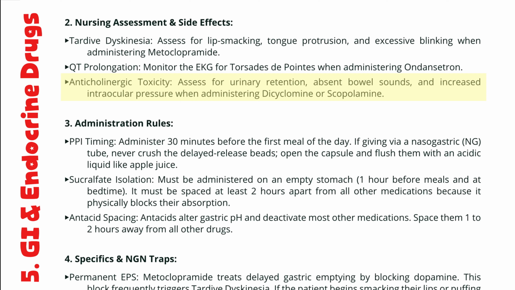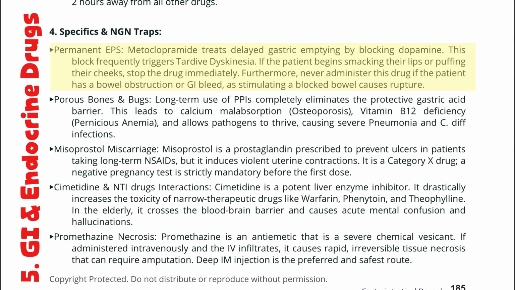Give PPIs 30 minutes before the first meal of the day. Give sucralfate on an empty stomach, spaced 2 hours away from everything else, since it can block absorption of other drugs. Space antacids 1 to 2 hours from other medications for the same reason. The biggest trap in this section, metoclopramide's dopamine block can cause permanent extrapyramidal symptoms. Stop the drug at the very first sign and never use it in a patient with a bowel obstruction.